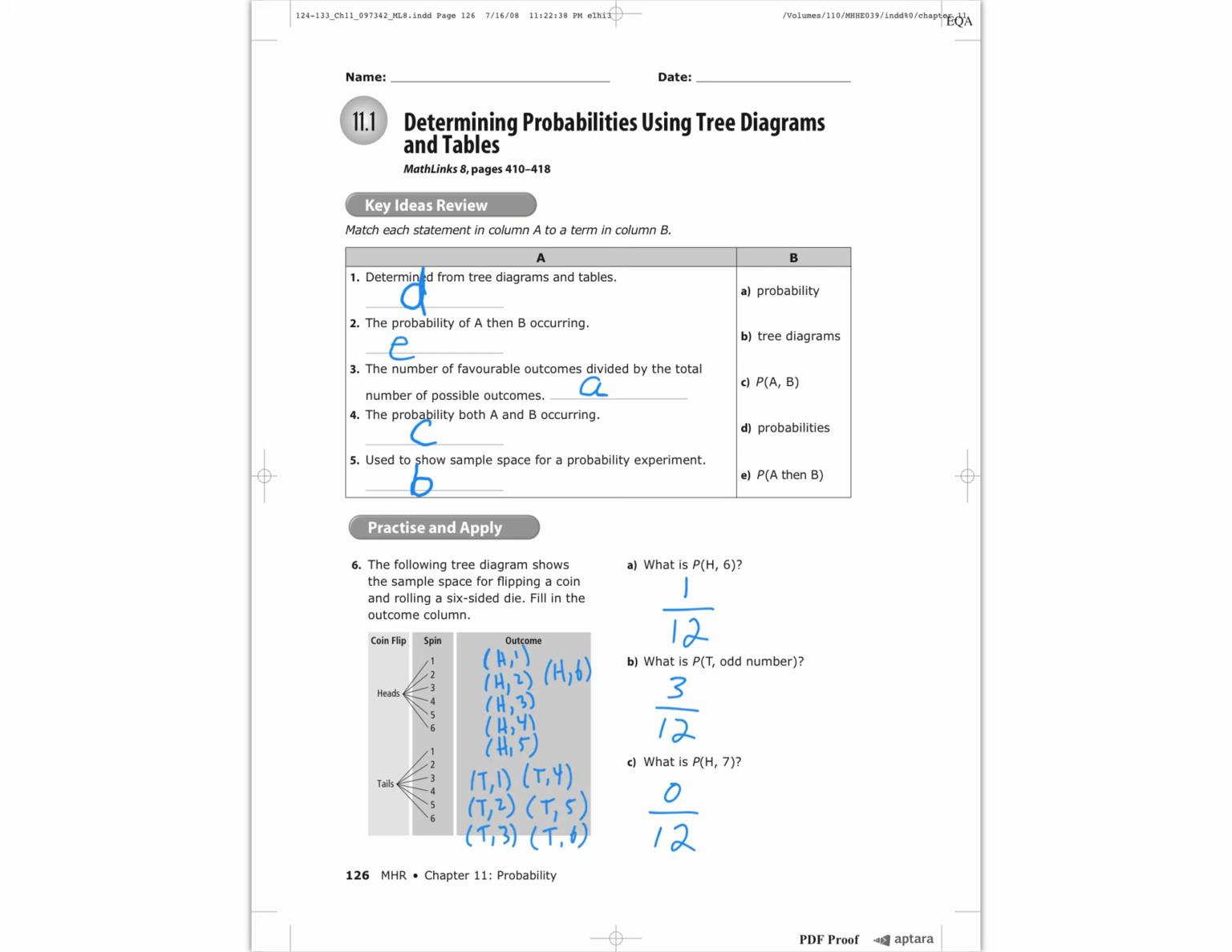Alright, we've got an experiment here. Someone's flipping a coin, okay, and rolling a 6-sided die. Alright, so this is a tree diagram. Basically what it's saying is, on the coin, if we were to flip the coin first, there's 2 things that can happen, heads or tails. Alright, that's it. Those are the only 2 things that can happen. And if we spin a die, or what is it? Or if we roll, why does it say spin? Anyways, if we roll a die, we can get 1, 2, 3, 4, 5, or 6.